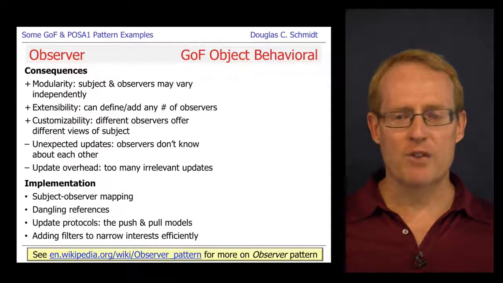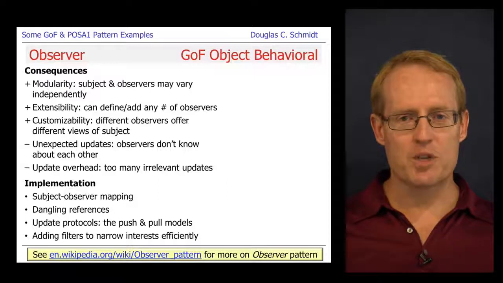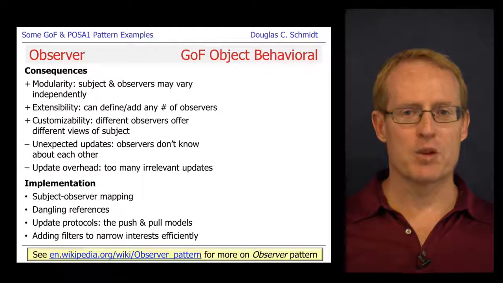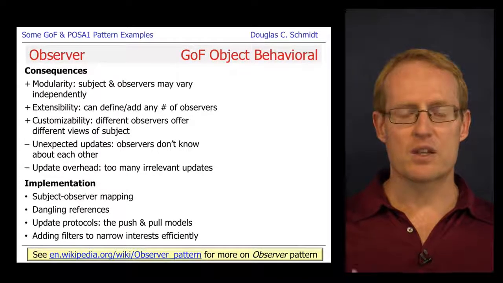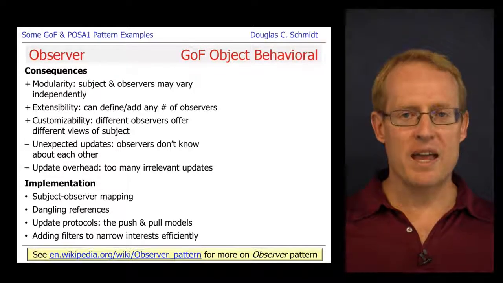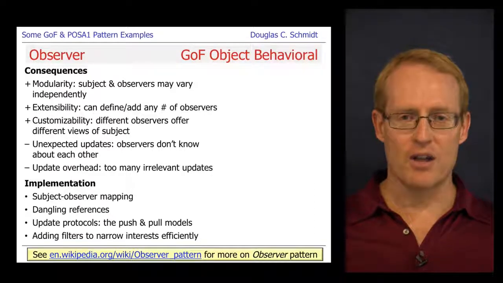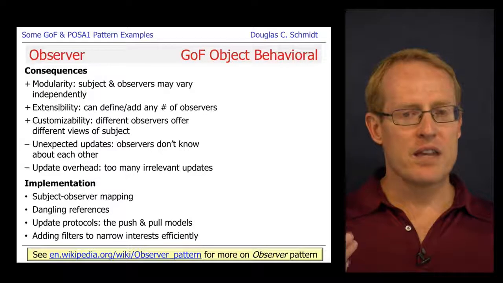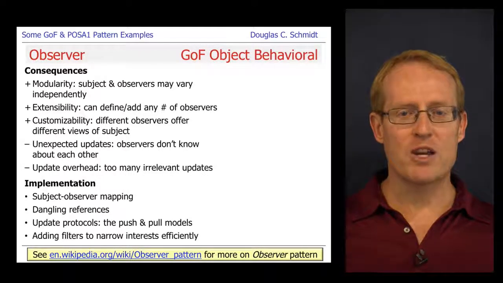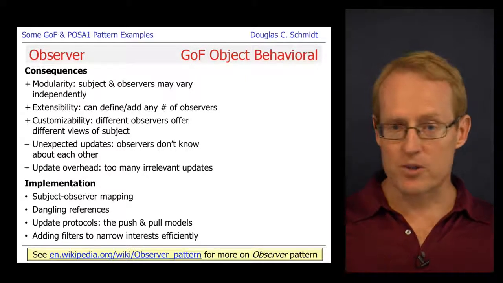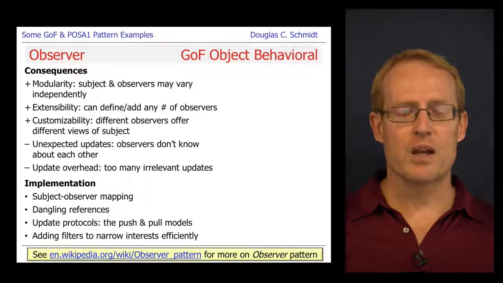Some other considerations that are very important: the update protocol. What happens when the subject calls update on the observers? There's a variety of ways to communicate information between the subject and the observers. One way is to make the update very lightweight, just a method call with no parameters at all, and then require the observer or observers to pull any necessary information from the subject or from some other database that they may need in order to do their update operation.